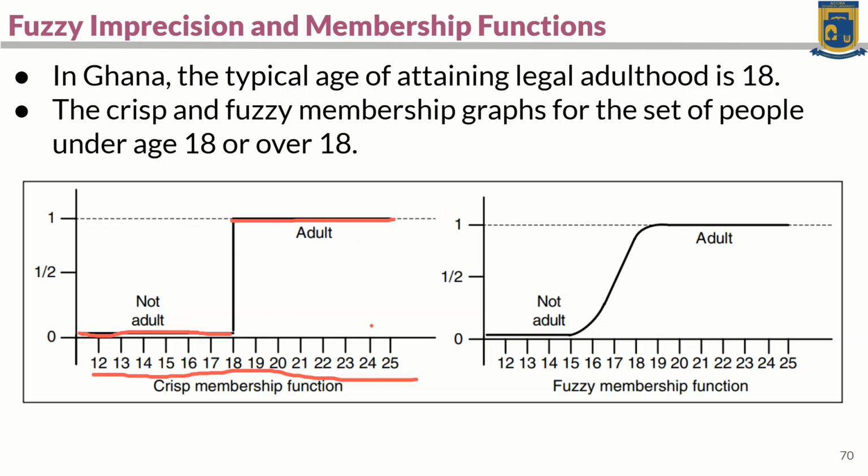So look at the difference between the two. One of them talks about membership, where the membership keeps on changing and changing and changing. But the other one, the membership is 0 till you get to the threshold, then there will be an abrupt change. Then you become an adult.